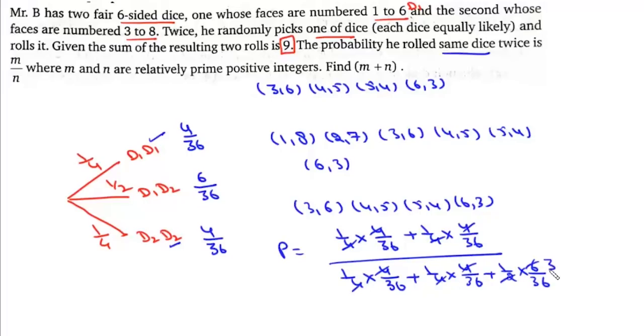Now this is 3 and this 36 will also cancel. So this probability will actually be 2 by 5. And that's the value of m and n. Now we need to find the value of m plus n. So this m plus n will be simply 7, and that is the answer to this question.